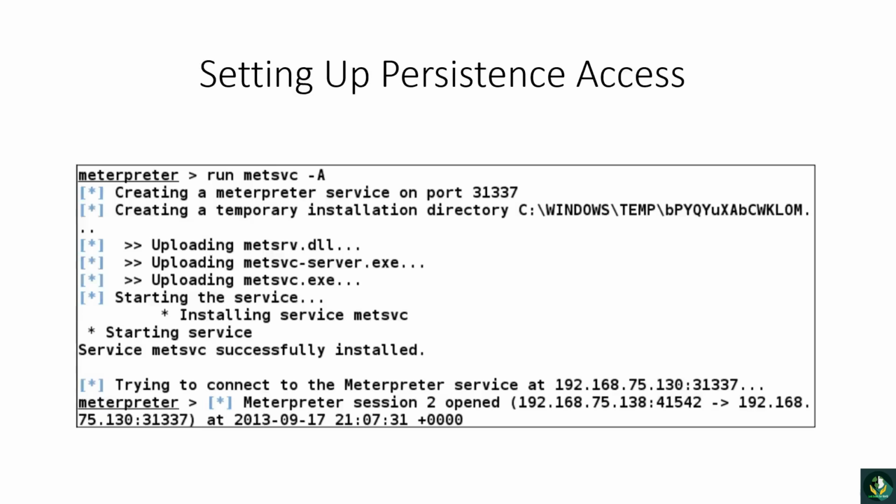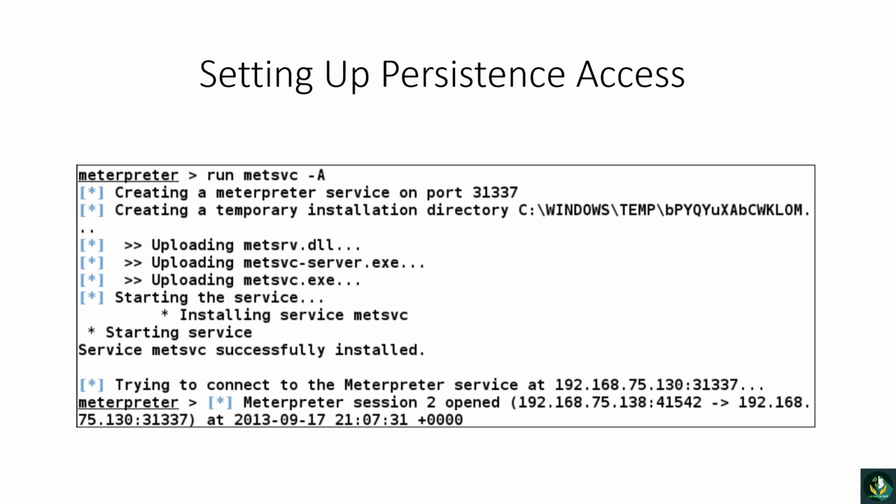Now we will be setting up persistent access. So after gaining access to the target system, it is mandatory to retain that access forever. Meterpreter permits us to install a backdoor on the target using two different approaches. First one is metsvc and second one is persistence. Persistence is not new to us and we discussed it in our previous lecture while maintaining access to the target system. So let's see how metsvc works.